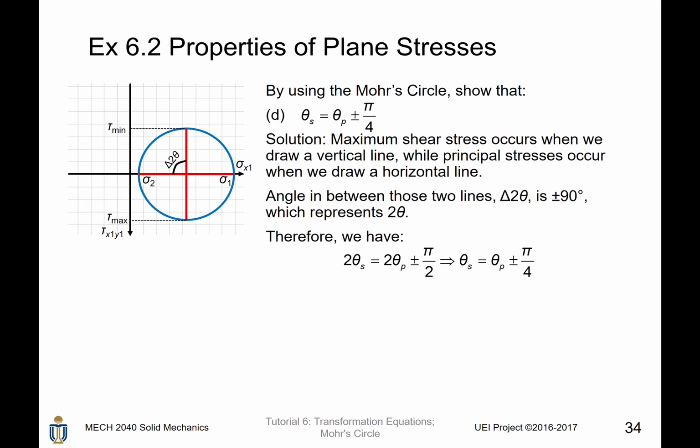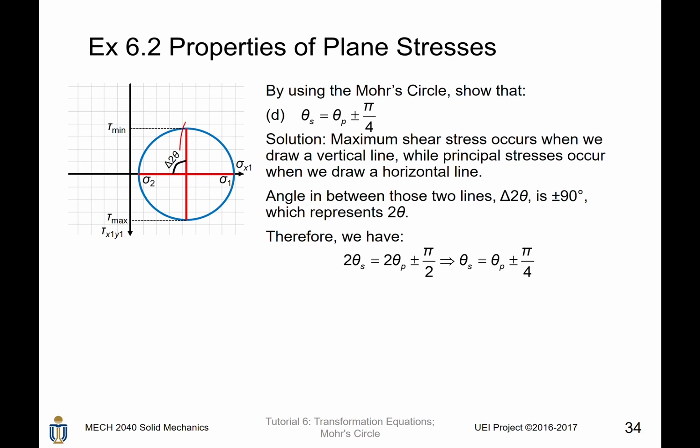You are going to show that the angle of inclination where the maximum shear stress occurs equals the principal angles theta p plus minus pi divided by 4. So to do this, first let's draw a horizontal and a vertical line over the Mohr circle.